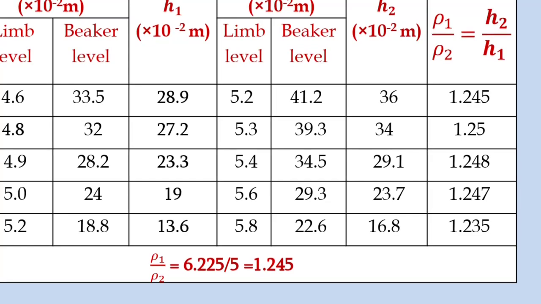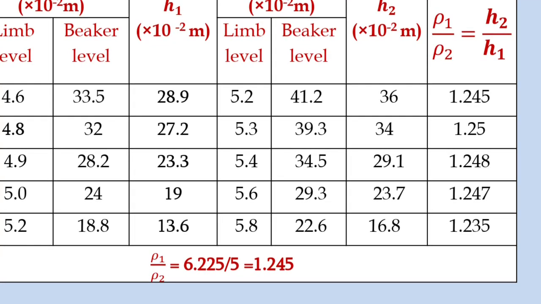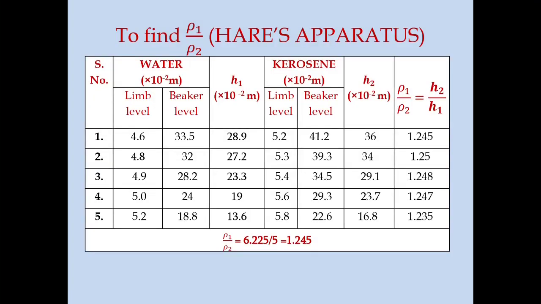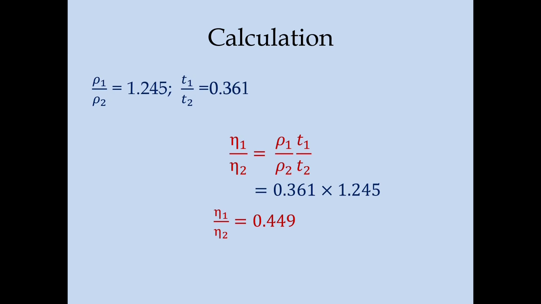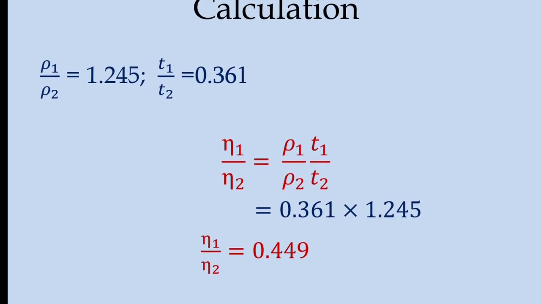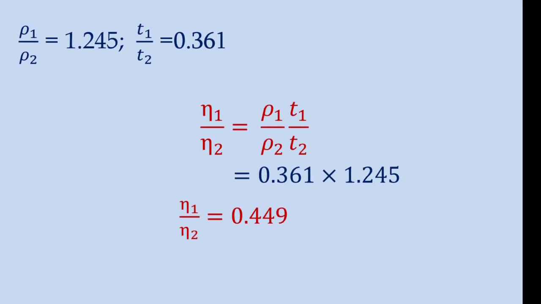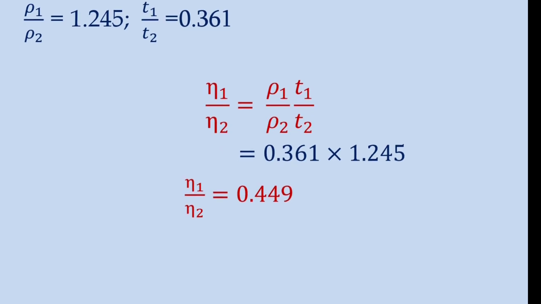In this last column, you can see all the 5 values are almost closer to each other, about 1.2. So you can add all the 5 readings and divide it by 5. You will get rho 1 by rho 2 equal to 1.245. So we have got rho 1 by rho 2 and T1 by T2. The calculation for comparison of the viscosity of two liquids is eta 1 by eta 2 equal to rho 1 by rho 2 into T1 by T2. The rho 1 by rho 2 we have just calculated is 1.245, and T1 by T2 is 0.361. When you multiply these two, you will get 0.449.